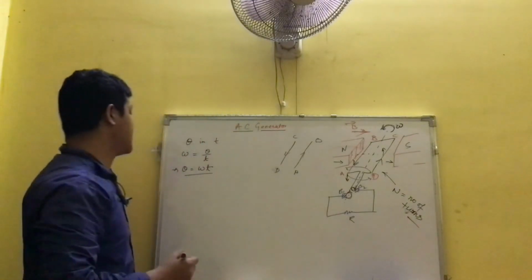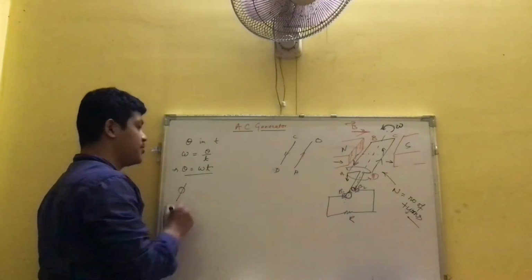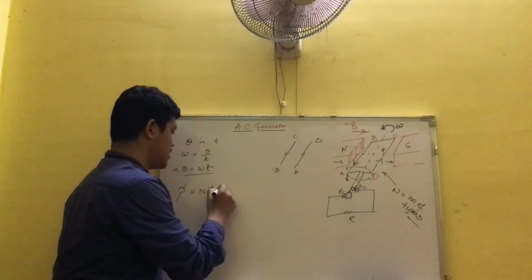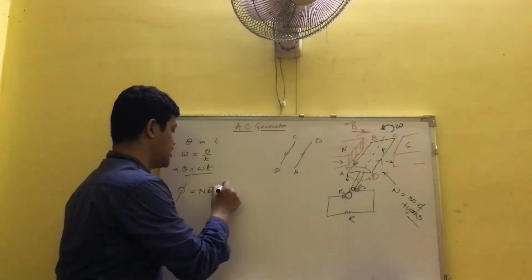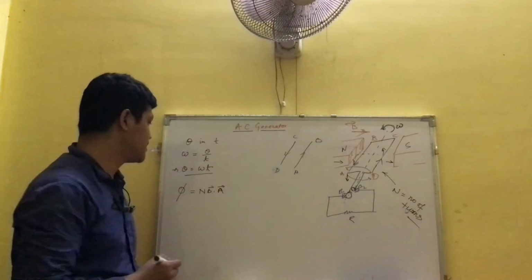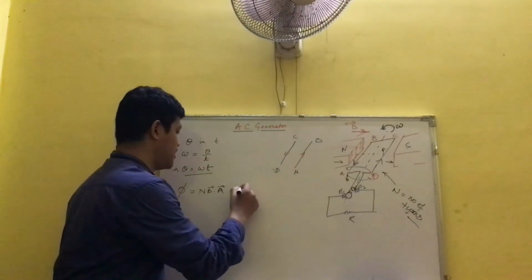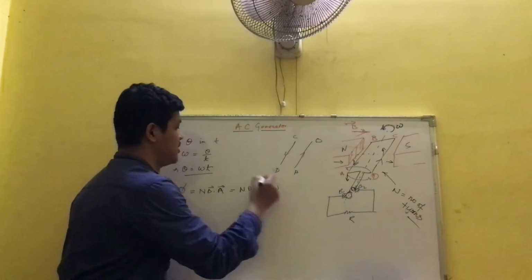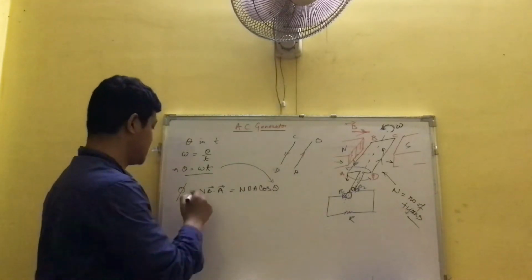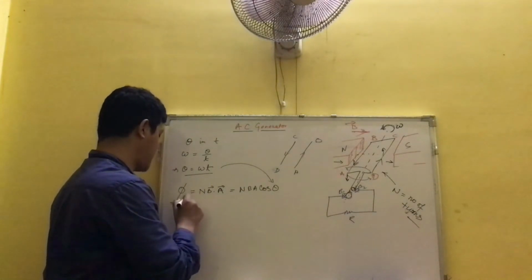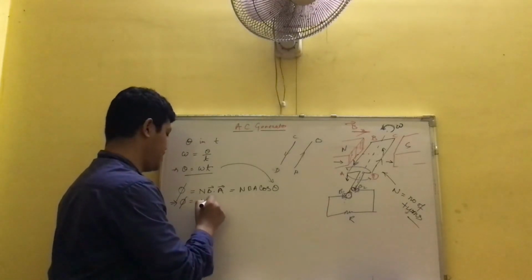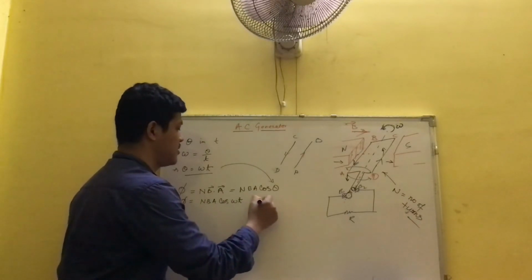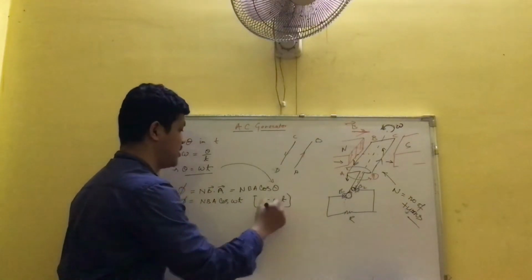If there are n number of turns, then the magnetic flux linked with this will be n B dot A vector. So B dot A, the dot product of these two vectors, will be B A cos theta, and theta is omega t. Then this phi will be equal to n B A cos omega t, since theta is equal to omega t.